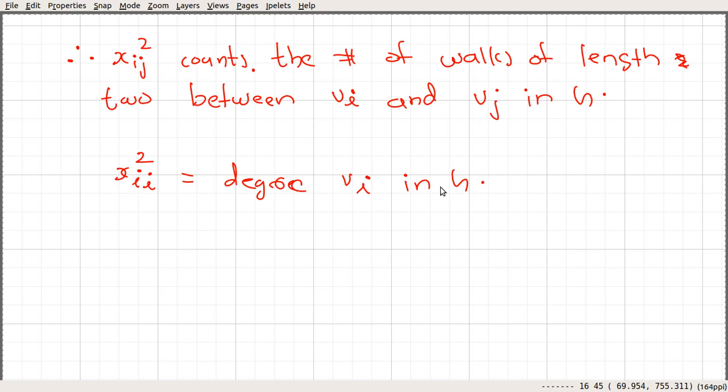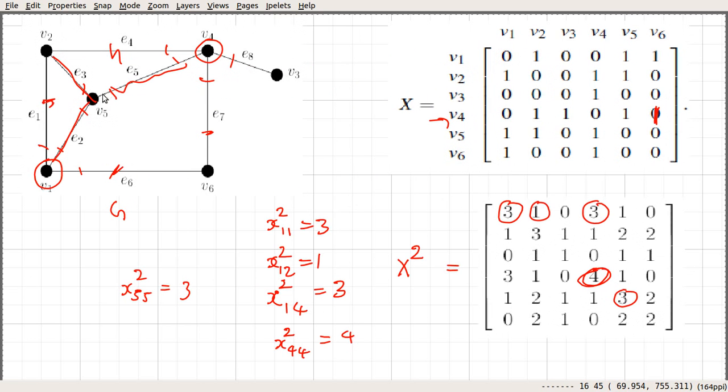So why is that the case? Because of this. When we take the square, we go to this one and we come back, so that will be counted. Similarly, we go to this one and come back, so that gets counted, and again this gets counted. You go from v5 to v2, and when you come back, that gets counted. These entries will be equal to the degree of each vertex.